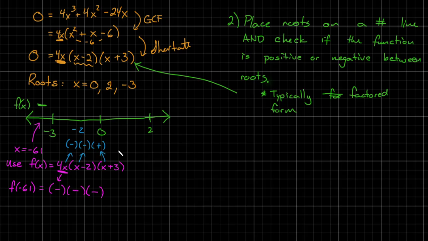Have I lost anybody? Okay, so what's a negative times a negative times a positive? Positive. So we just determined that at x equals negative 3, which we already knew was an x-intercept or a root, it crosses and it changes from being negative to positive. Pick something in this interval. 1. Okay, I think that's a good choice.